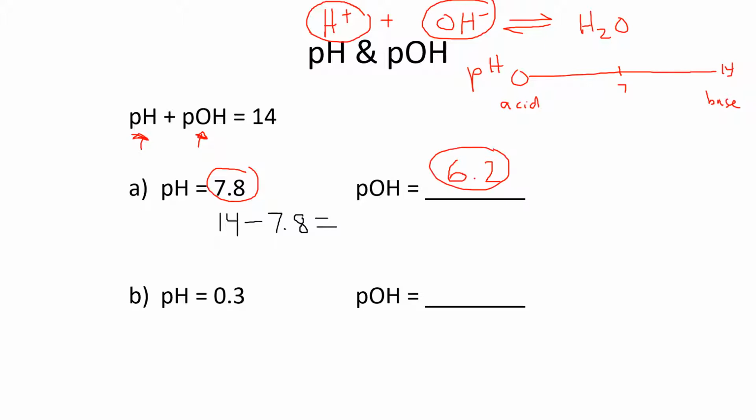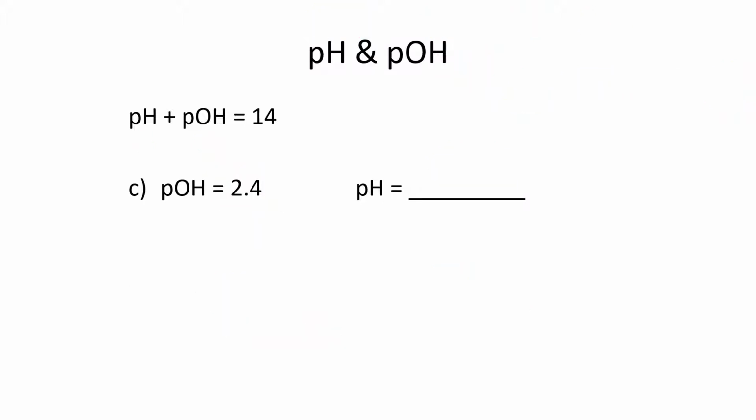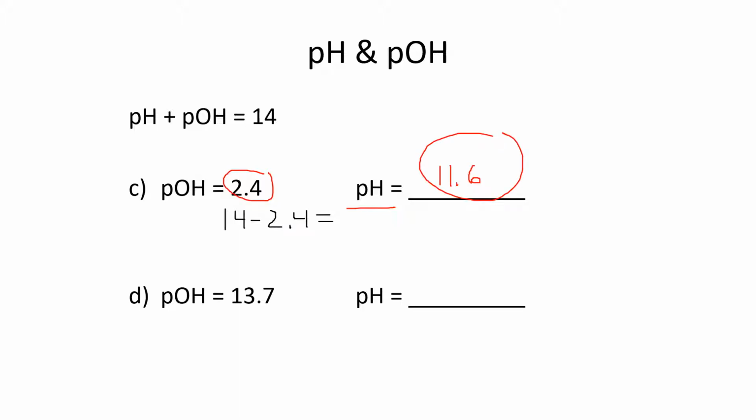So if I have a pH of 0.3, my pOH would be 13.7. 0.3 plus 13.7 must equal 14. Right? So that's the relationship between pH and pOH. So given pOH, now we're looking for pH. The math is the same. So this number plus this number must equal 14. 13.7, well, pH will have to be 0.3 in order to equal 14.